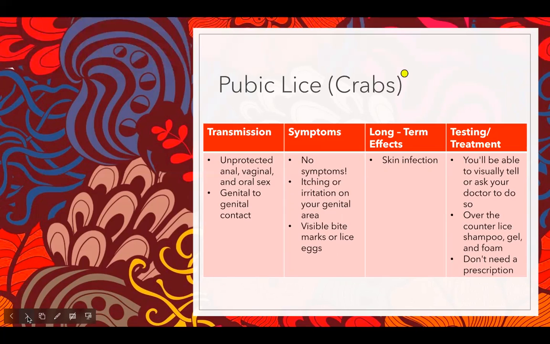But when you do get symptoms, there'll be an itching or an irritation on your genital area, visible bite marks, or little lice eggs, okay? Long-term effects, if you don't go get it treated, then from scratching so much, you can cause a skin infection on your genital area, okay? For testing and treatment, you will be able to visually tell if you have pubic lice, just like regular lice, or you can ask your doctor to check if you are unsure, but you have all the symptoms and you just can't see that you actually have lice.